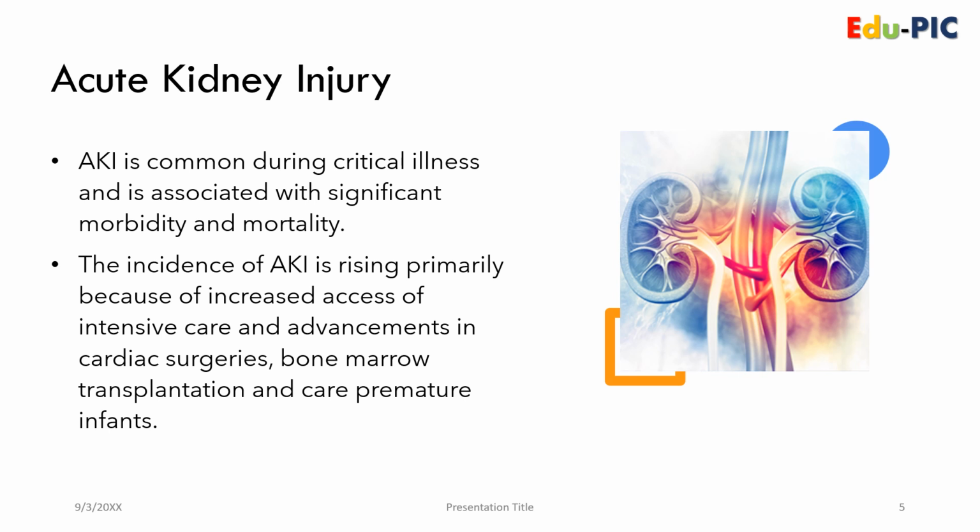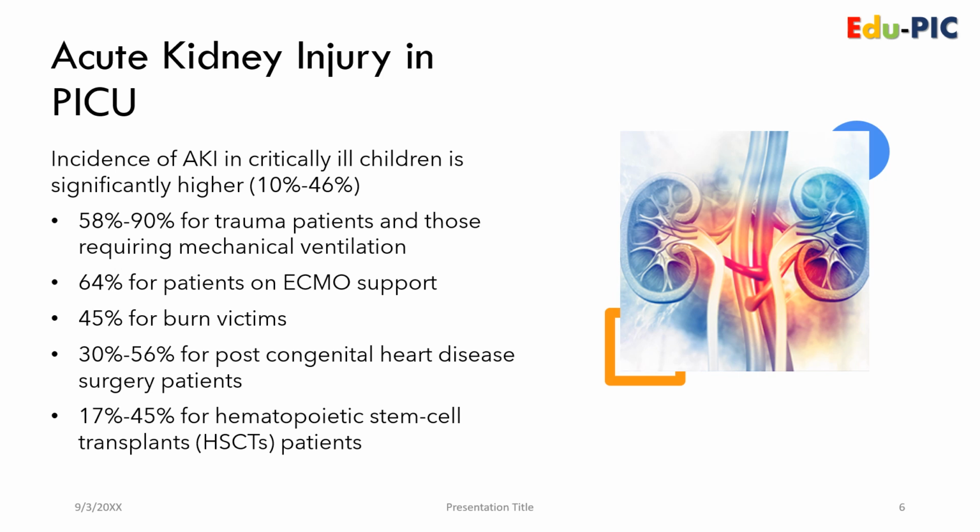Acute kidney injury is a common critical illness complication and is associated with significant morbidity and mortality. Its incidence has been rising primarily because of the increased access to intensive care and the advancement in cardiac surgeries, bone marrow transplantation, and care for premature infants. The incidence in critical care specifically has been significantly higher. As you can see, it goes anywhere between 10% to 46%.